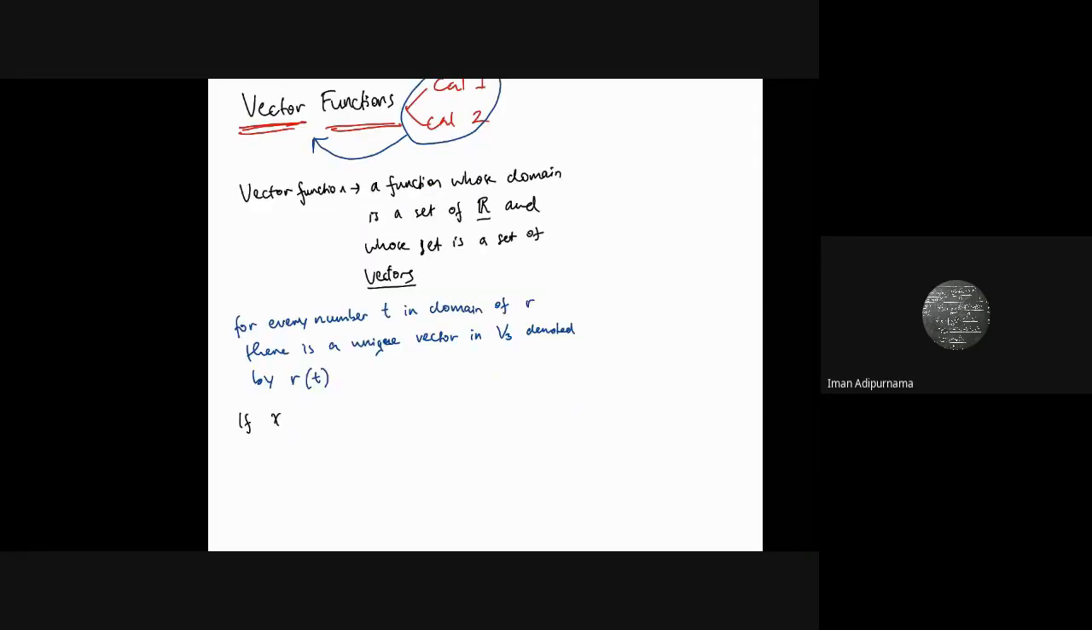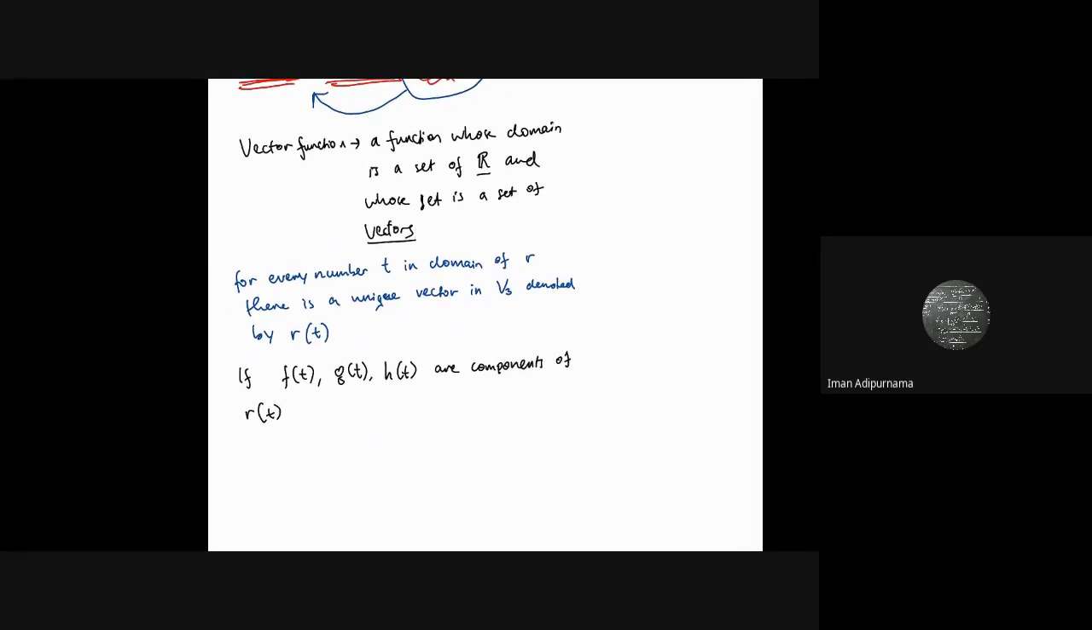If, let's say, f(t), g(t), and h(t) are components of r(t), then we can write r(t). And we can write also in terms of standard basis vectors.